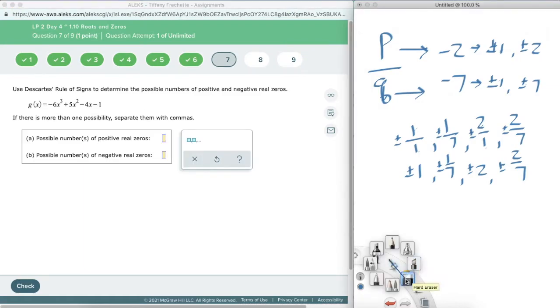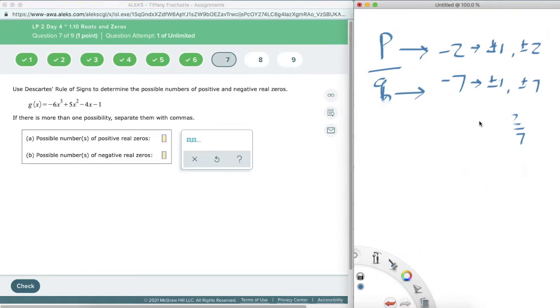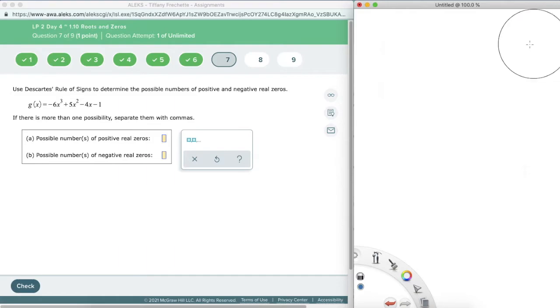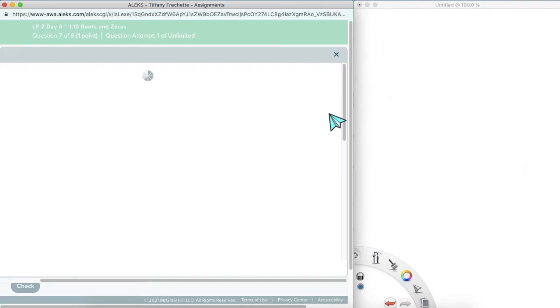So there's also another rule here that we can use to figure out how many roots we're going to have. We can use Descartes' rule of signs to determine the possible numbers of positive and negative real zeros. So this has to do with the changes in these signs. So we're going to look at the example again really quick because this is definitely a little easier to explain from an example.